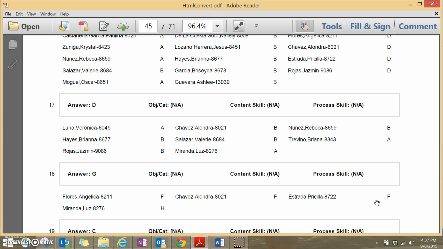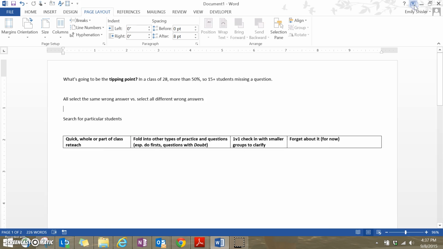And side note, this is neither here nor there, but I have 23 girls and 5 boys in my class this year, hence all the female names.